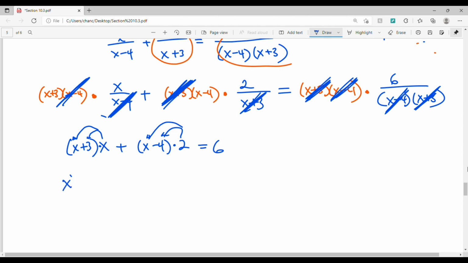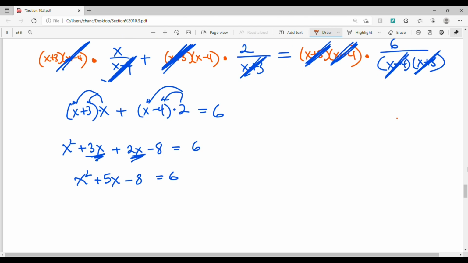So this is x squared plus 3x plus 2x minus 8 equals 6. Let's collect like terms: x squared plus 5x minus 8 equals 6. Then we could subtract 6 from both sides of the expression. And so this gives me x squared plus 5x minus 14 equals 0.